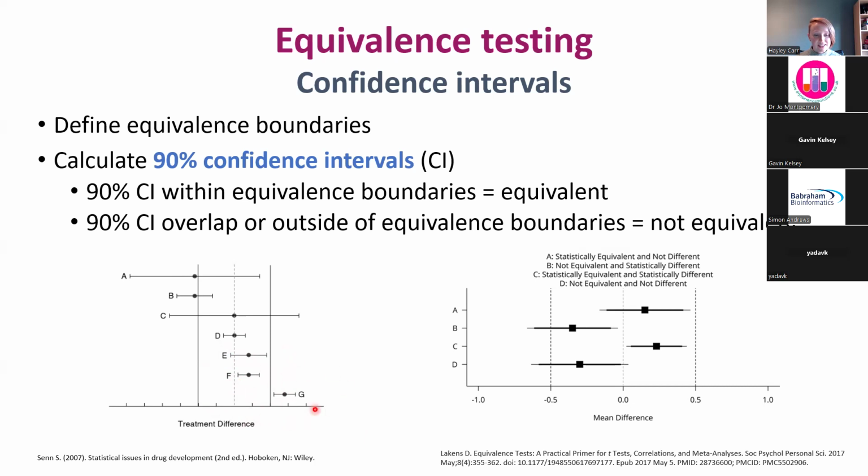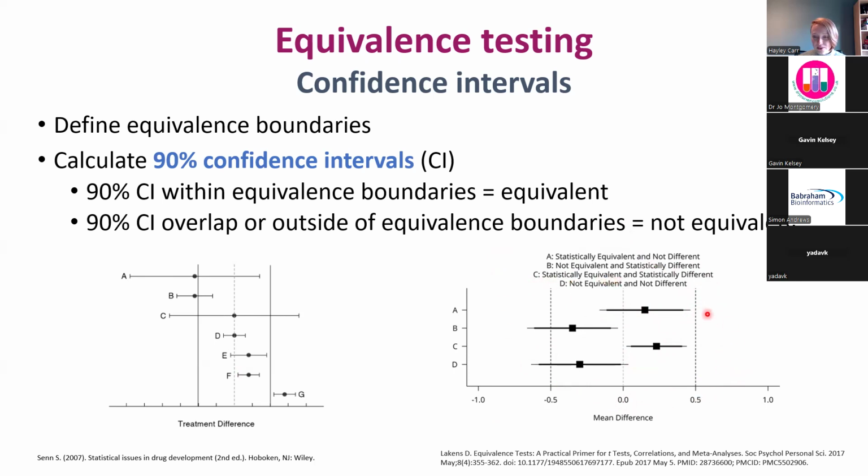And again, the study G here, that's clearly not equivalent. It's outside of the equivalence boundaries and doesn't even overlap these. On the right here is just showing some of the other ways that you can look at this. So on here, the 90% confidence intervals are the thicker bars, and then the thinner lines at the end are the 95% confidence intervals, which is what we look at with hypothesis testing when we're looking for an effect.